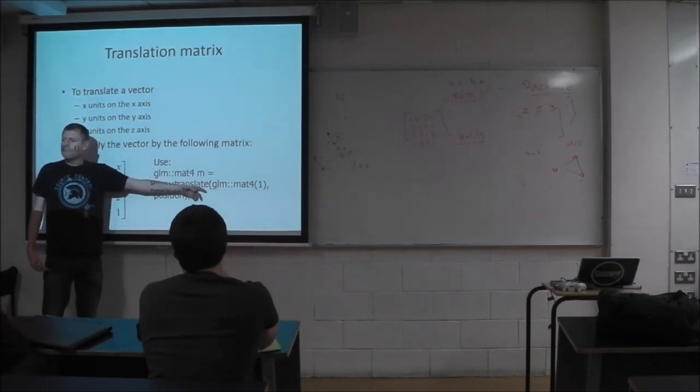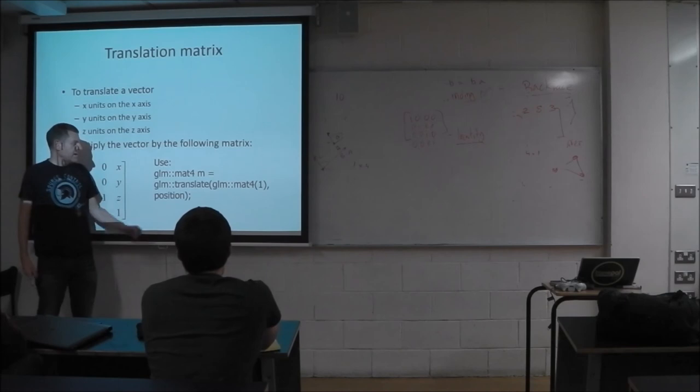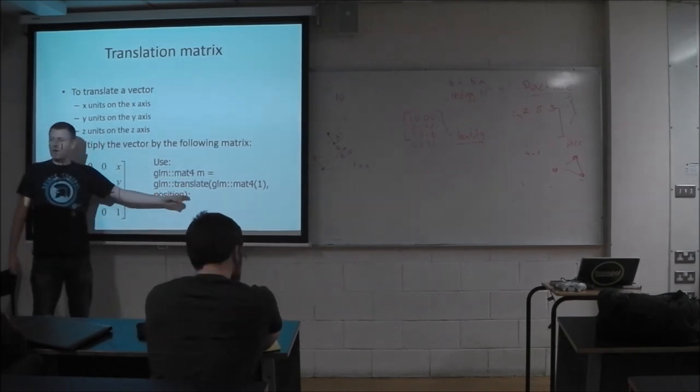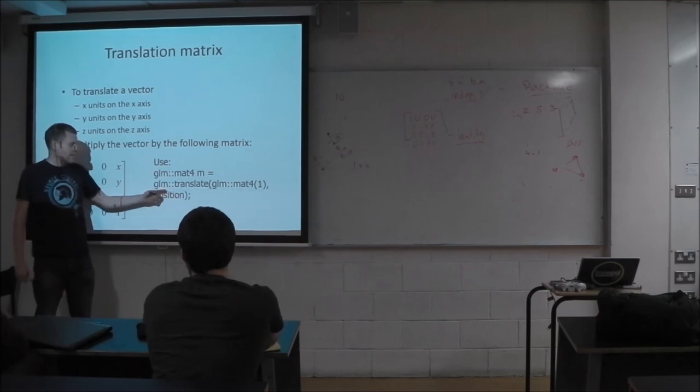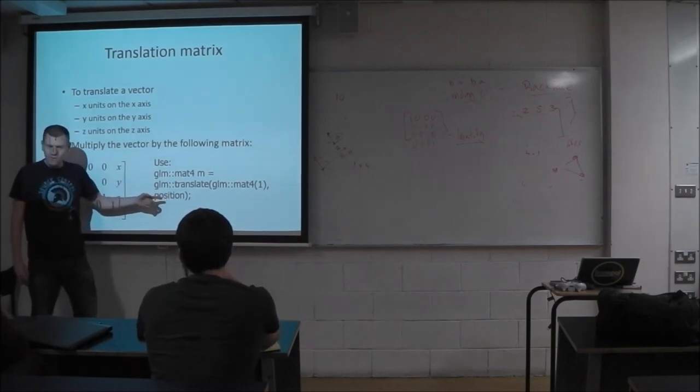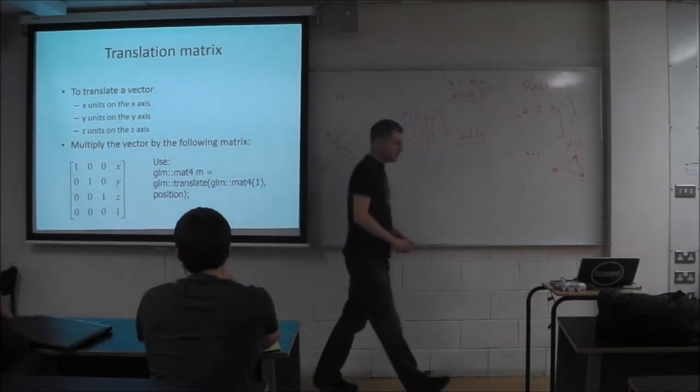Do you do matrix equal to that? Or how do you get M equals glm::translate? Sorry, no worries. So you just go M equals that, and that makes you the matrix. Okay? So that's how you make a translation matrix.